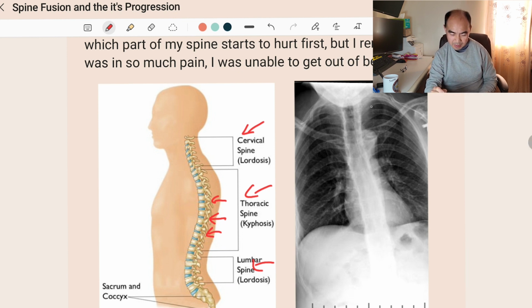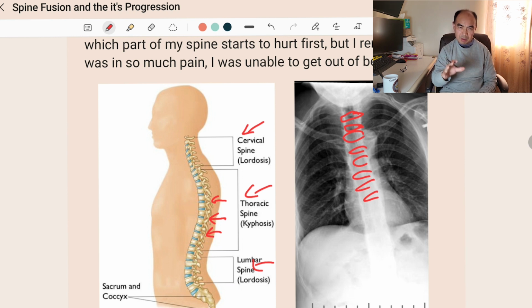And here's the X-ray of my spine. It's not very clear. You can see here I have no disc. All of these are already calcified, and I have one completely fused spine. That is also called a bamboo spine.